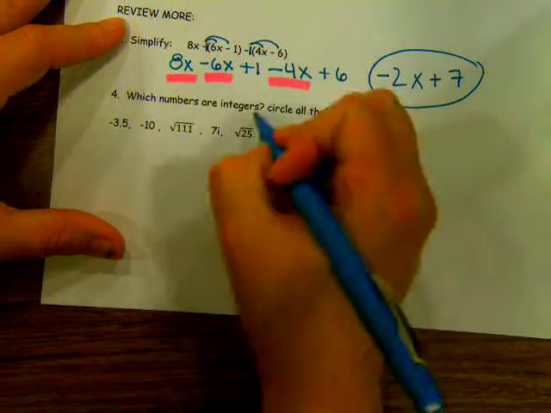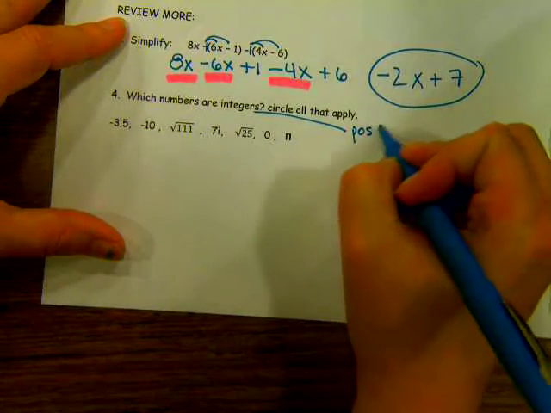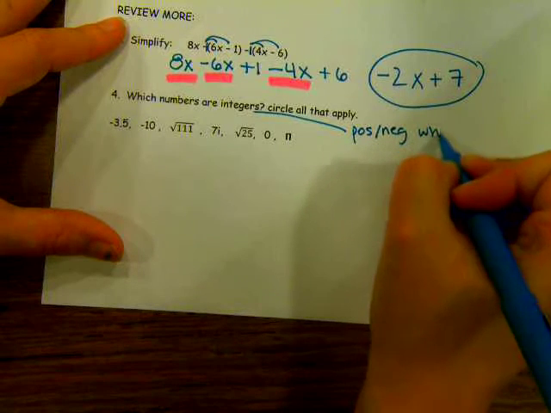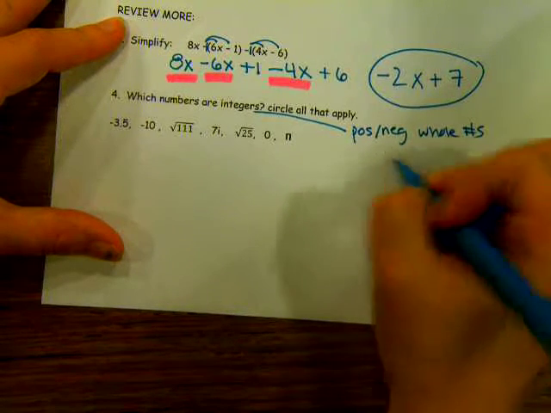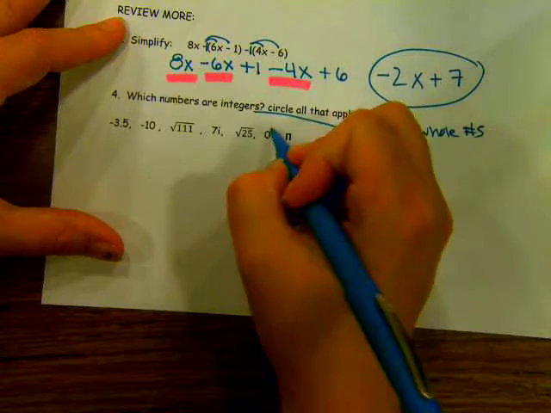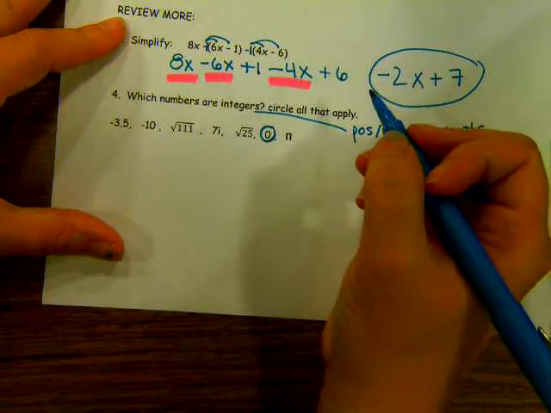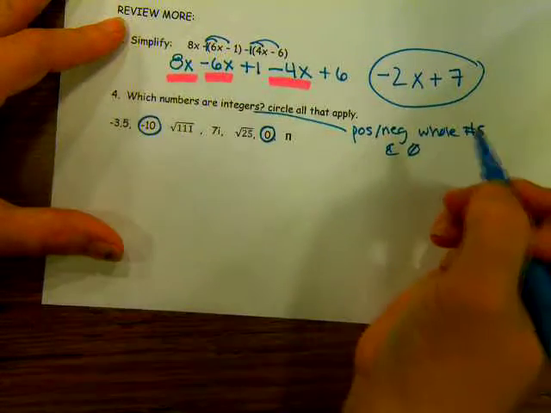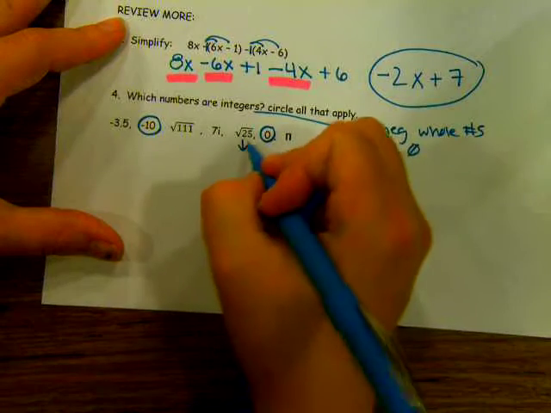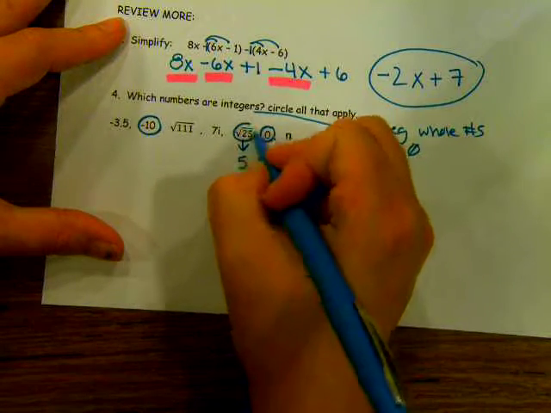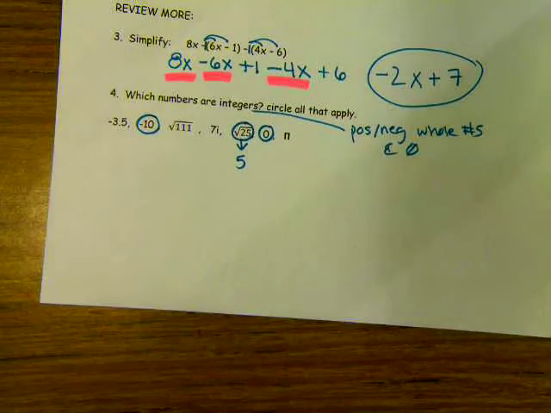Let's take a look here. Which numbers are integers? Integers, remember, are positive and negative whole numbers, and zero is included. So 0 is an integer, -10 is an integer because it's a whole number, and the square root of 25 is 5, so that's an integer. So you should have only circled those 3.